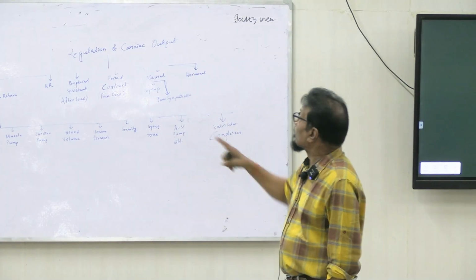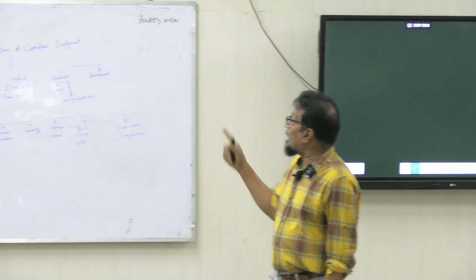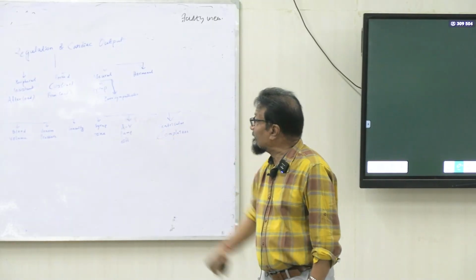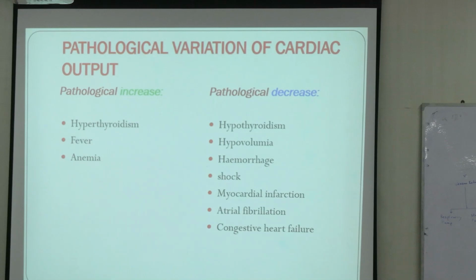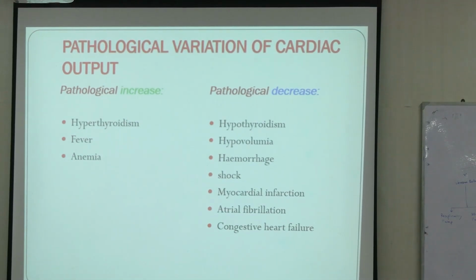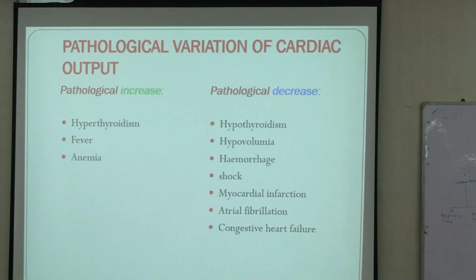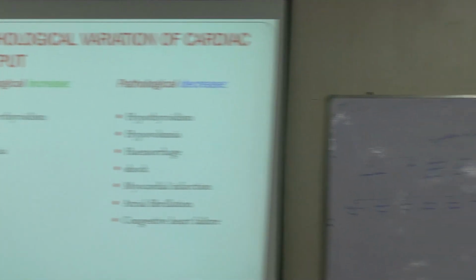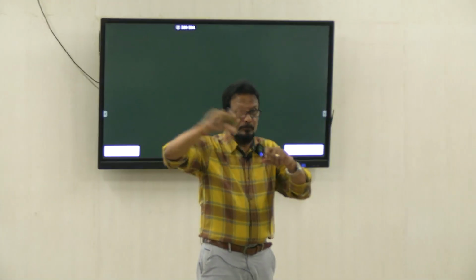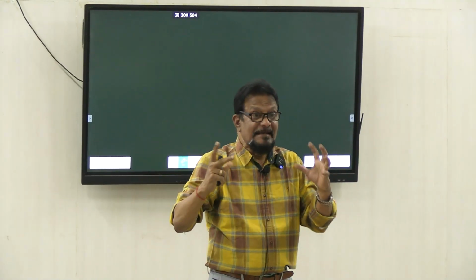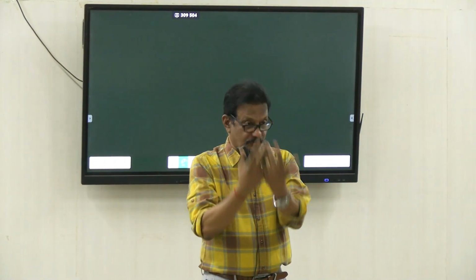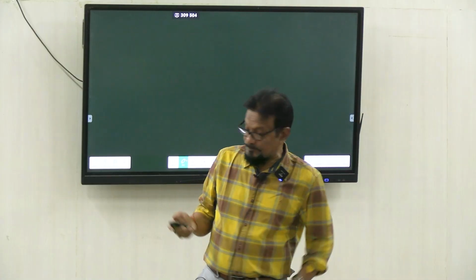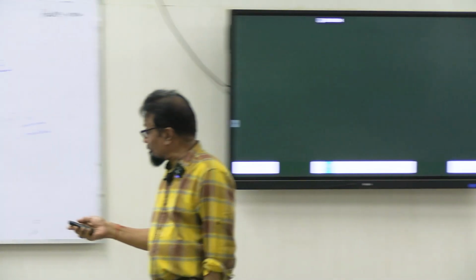In shock also, there is a decrease in cardiac output. In myocardial infarction, there is a decrease in cardiac output. In atrial fibrillation, the atria are repeatedly contracting, but the ventricle is not contracting. As a result, cardiac output will be very low. And in congestive heart failure, the heart is congested with blood, but in the periphery there is a lot of resistance and its power of contraction is less. As a result, there will be less stroke volume, so cardiac output will be less. So these are the pathological variations of cardiac output.